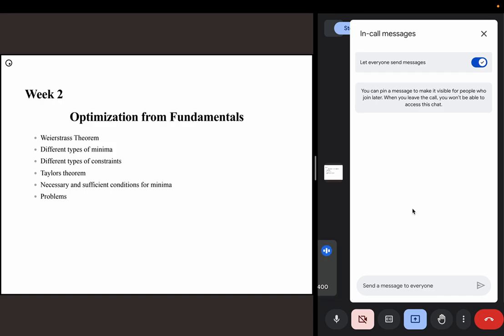This week's lectures mainly continue on the topics we discussed over the last week. We start with the Weierstrass theorem, and then we see the different types of minima, on what basis we can classify them, and the usual type of constraints that we encounter in this course. Then we see what Taylor's theorem is, and how it's applied to derive the necessary and sufficient conditions for a minimum. All of these are already discussed in the lecture videos, so I would recommend you go through them for a full comprehensive understanding of each of these topics. I'll quickly cover the summary so that it helps you solve the problems we will be discussing during this lecture.